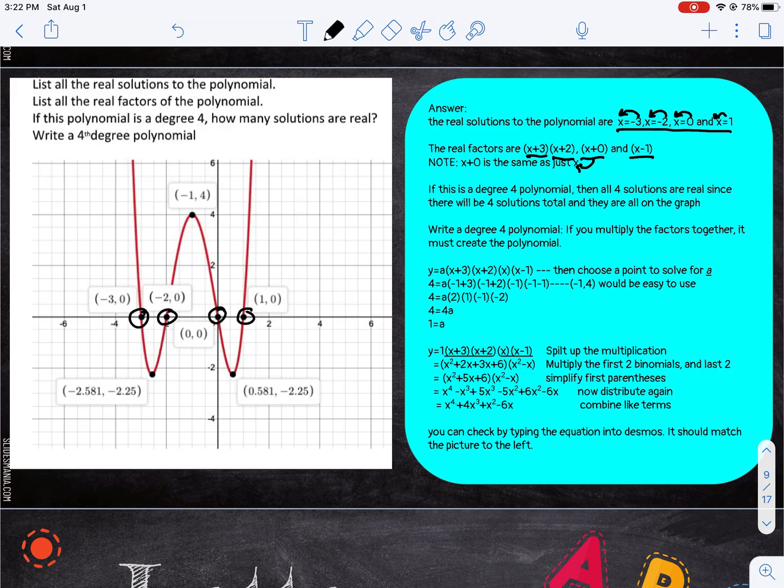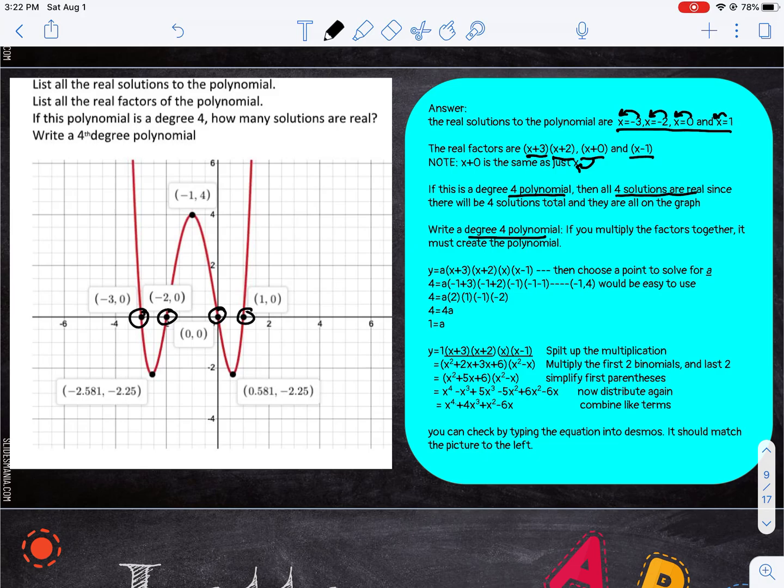I do want to point out that x plus 0 is the same as x. So for the future, if you had an x equals 0, it's fine just to put the x. If this is a degree 4 polynomial, then there have to be 4 real solutions because I can see all 4 on the graph. So whatever that degree is, that's how many answers you have to have. If you can see them, they're real.